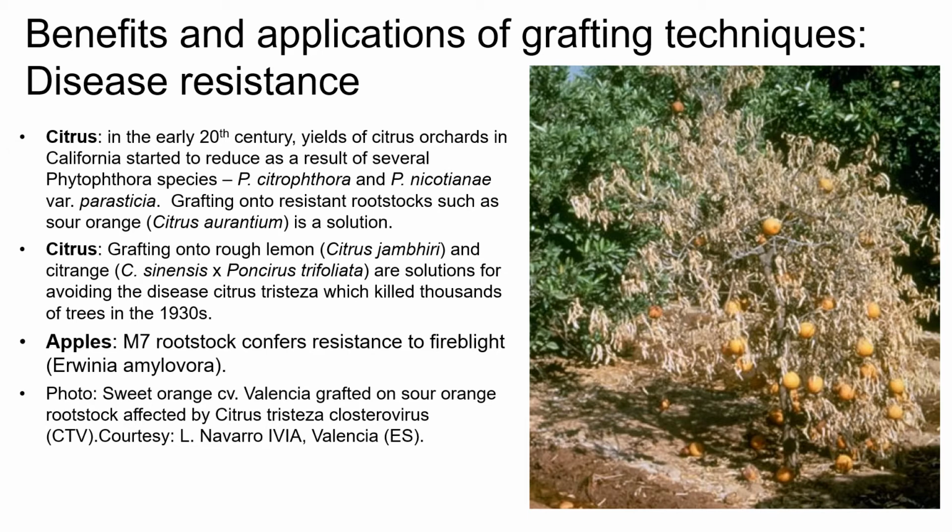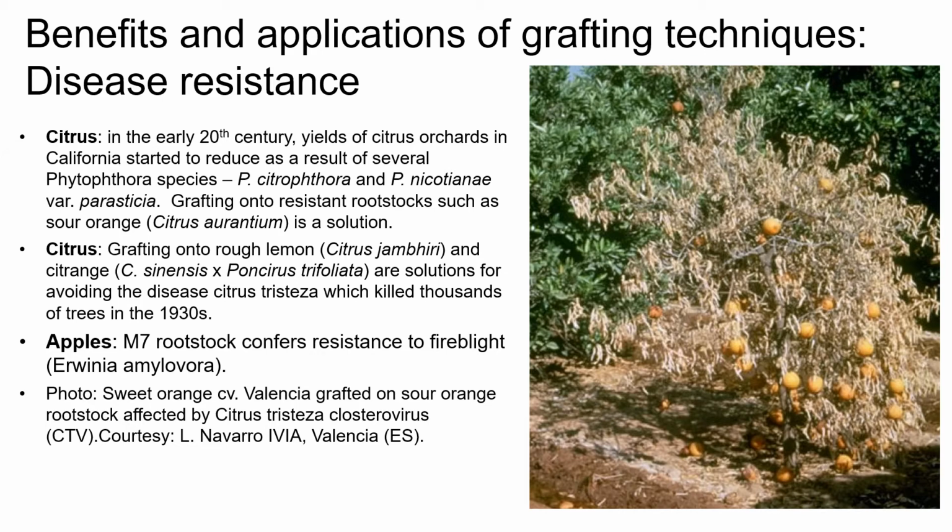The rootstock can also be used to confer disease resistance. In the early 20th century, yields of citrus orchards in California started to fall as a result of several Phytophthora species, predominantly Phytophthora citrophthora and Phytophthora nicotianae variety parasitica. Grafting onto resistant rootstocks, such as sour orange, was a solution. Grafting citrus onto rough lemon, Citrus jambhiri, or citrange, which is a hybrid between Citrus sinensis and Poncirus trifoliata, rootstocks are solutions for avoiding another citrus disease, Citrus tristeza, which killed thousands of trees in the 1930s.